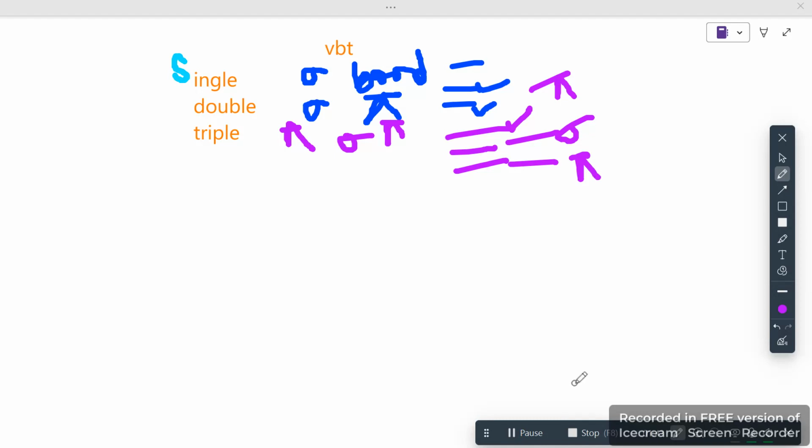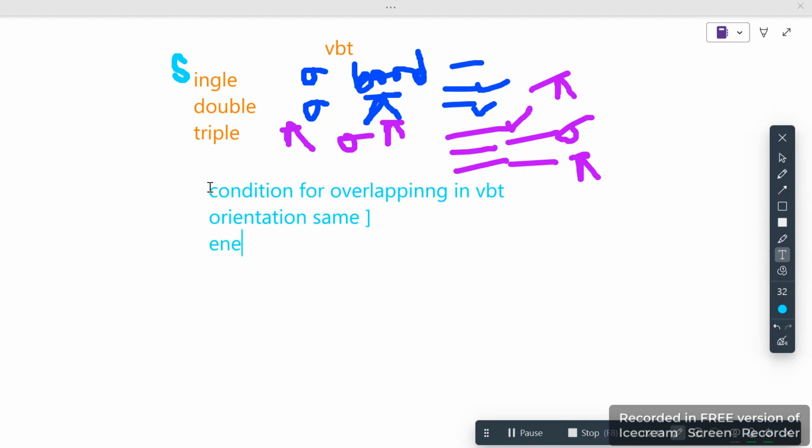Okay, so now we are discussing what the conditions for overlapping in VBT are. Okay, so what are the conditions? The orientation should be the same. This means their shape and size should be the same. Their energy should also be the same.